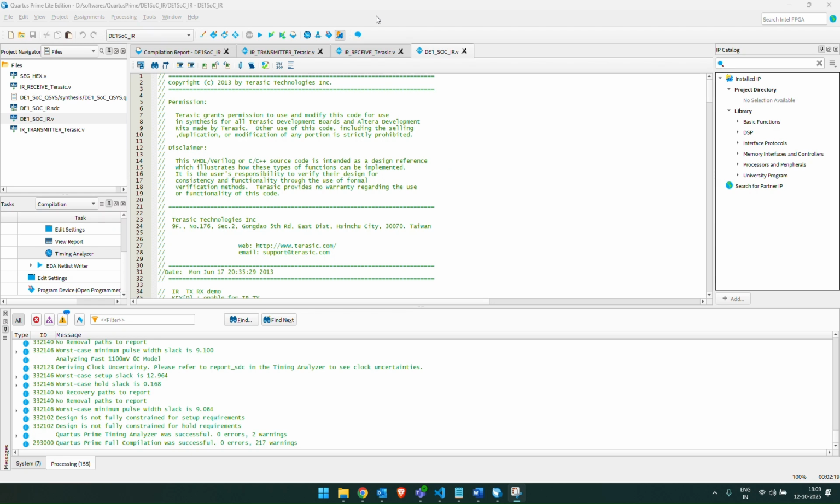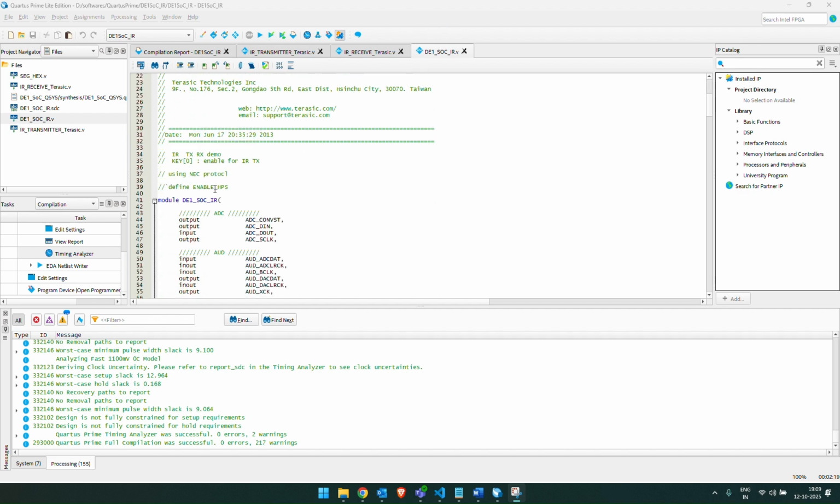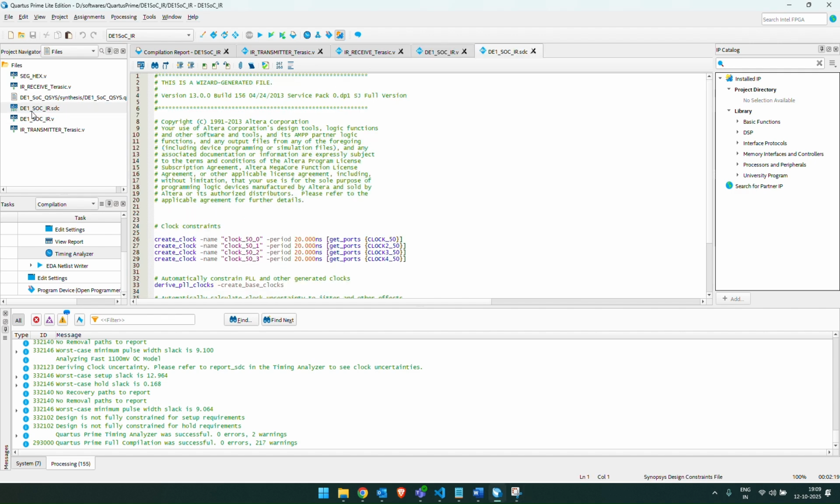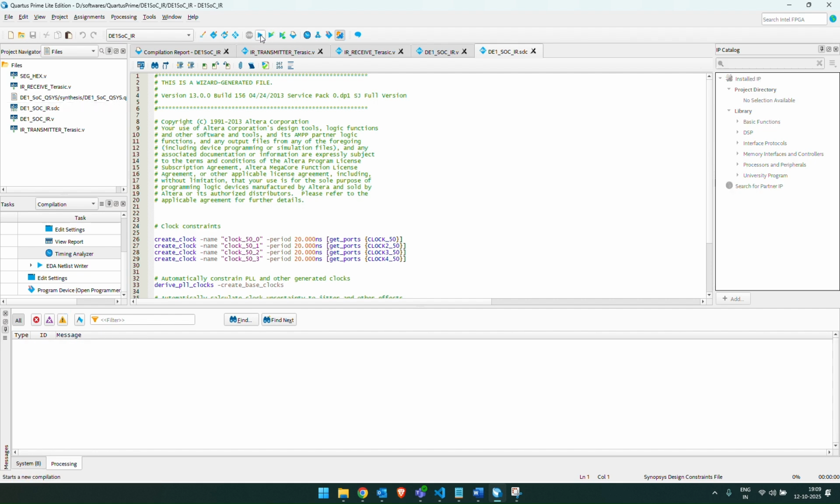Hi, in this video we will see how to configure the DE1-SoC infrared modules, both the receiver and the transmitter module. We have the Verilog code for the receiver and transmitter, and we also have the Synopsys design constraints file, where we have defined four clocks, each with a 20 nanosecond period, which is 50 megahertz. So let's compile the design.